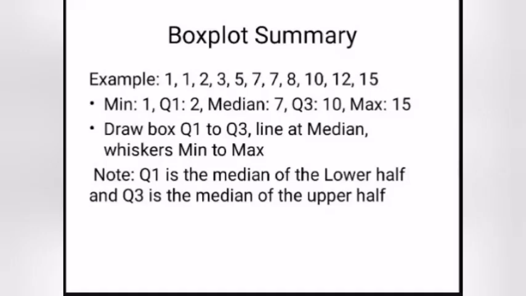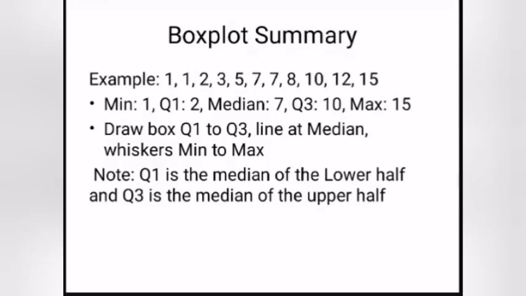Then the next thing you should find is your median. Looking at this data set, the middle number is your median. The middle number is 7, so your median is 7. Then your maximum number is 15. That's the biggest number there. So you write it out, your max number is 15.